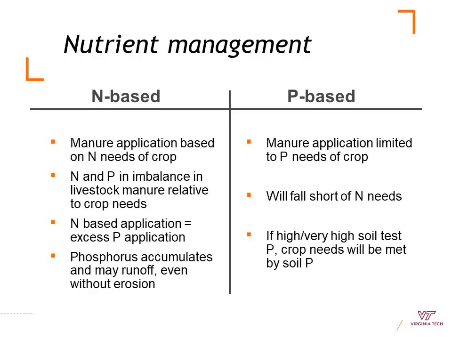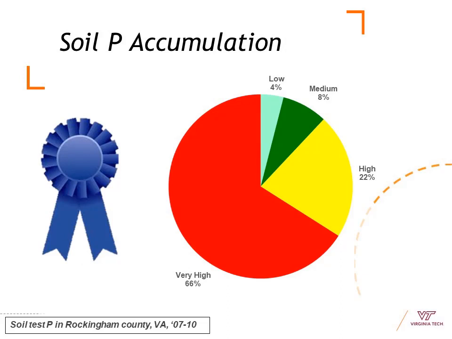So to reiterate, phosphorus-based manure management is when we limit the manure application to the phosphorus needs of the crop. We will fall short of the nitrogen needs of the crop, meaning we've got to purchase nitrogen fertilizer. And in fact, if your soil tests show a high or a very high level of soil phosphorus, the crop needs can be met by the soil phosphorus without needing any manure application. But the crop's still going to need nitrogen. And that's exactly the situation we're in in areas of intensive animal agriculture.